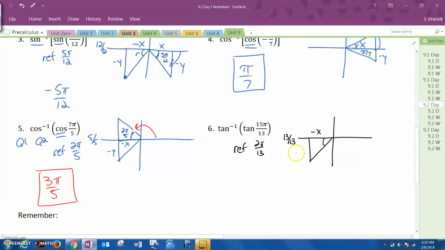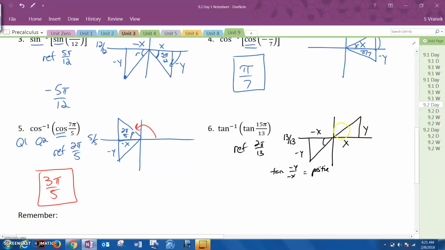I have negative x, negative y. But tangent here, remember tangent is the y over the x. So that means it's positive. So you need to find the other place tangent's positive. It's either in quadrant 1 or 4. And since everything is positive in quadrant 1, it's over here because now this is a positive x, positive y. If I divide those, I'll get a positive.